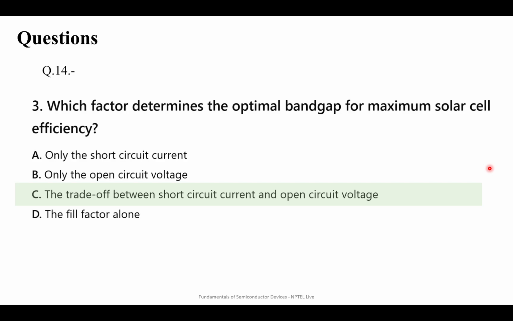Sir, last sentence, sir. What is it? 1.3 to 1.5 eV. That should be your optimal band gap for a single junction solar cell.